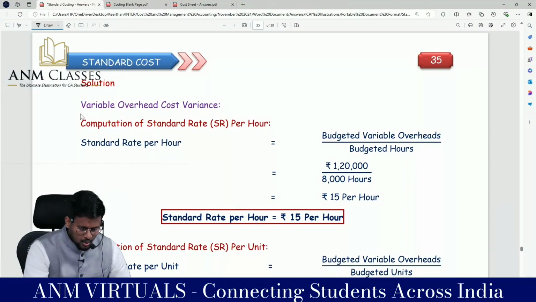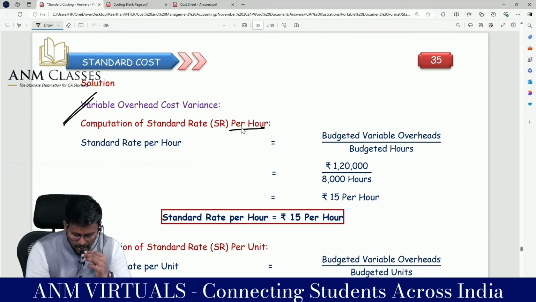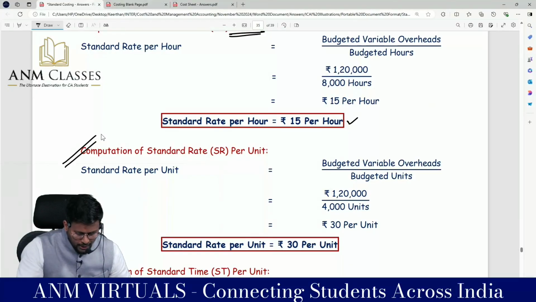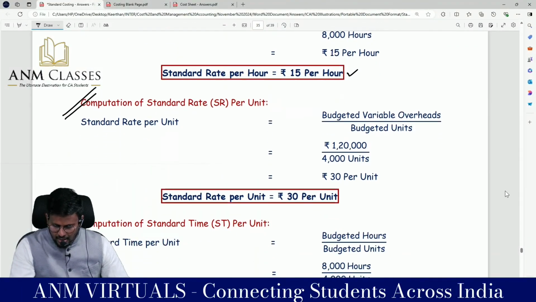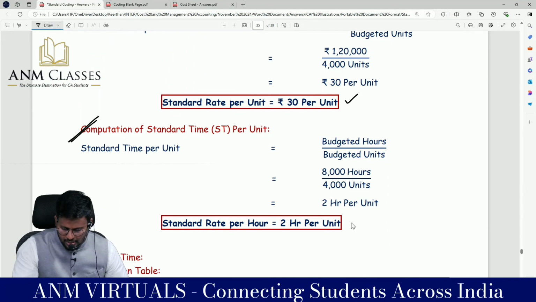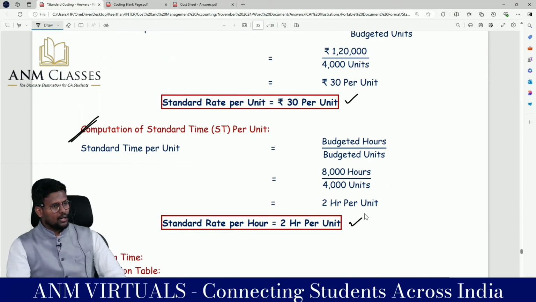Look here: variable overhead cost variance, standard rate per hour 15. Have you got it? Yes sir. Standard rate per unit, okay? Sir, how much per unit? 30 per unit. Next one, sir, standard time per unit. How many hours? 2 hours. To produce one unit it takes 2 hours, right? That's why, sir, 15 rupees per hour works out to 30 rupees per unit.